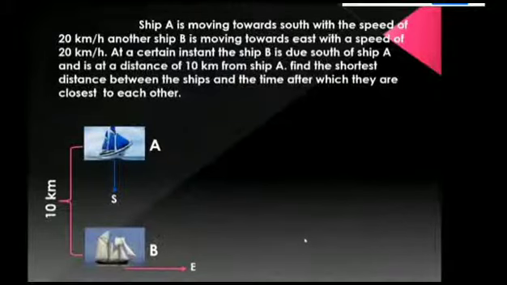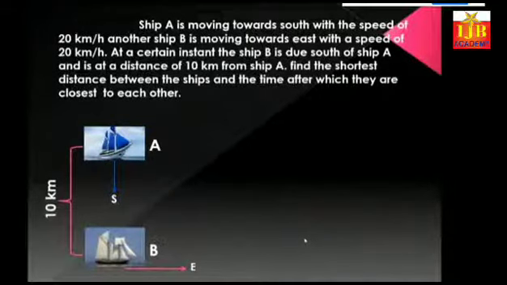Ship A is moving towards south with a speed of 20 km per hour. Another ship B is moving towards east with the same speed of 20 km per hour. At a certain instant, ship B is due south of ship A and is at a distance of 10 km from ship A. Okay, I'll make it simple.